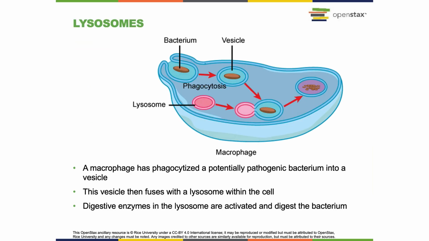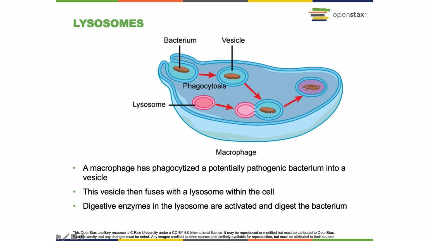Here we see a macrophage, which would be one of the white blood cells of your immune system. And here this macrophage has found a bacterium that doesn't belong. So it phagocytizes it, wraps itself around it, and takes some of its cell membrane and creates a vesicle with a bacterium inside. And then that vesicle fuses to a lysosome. Once they fuse, those digestive enzymes in the lysosome are activated, and they break down this bacterium.